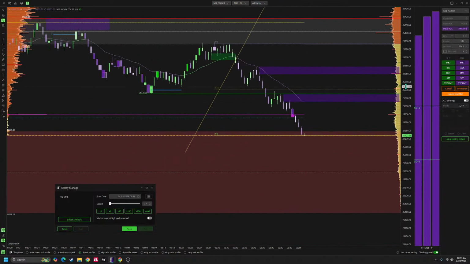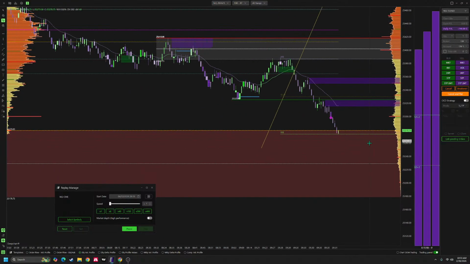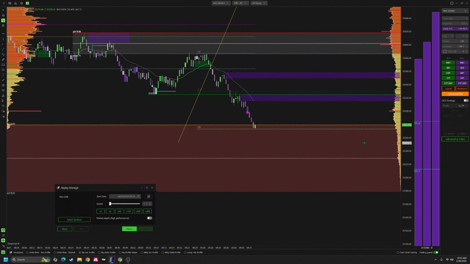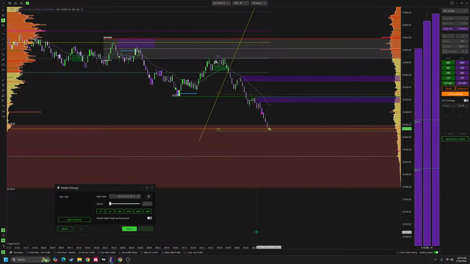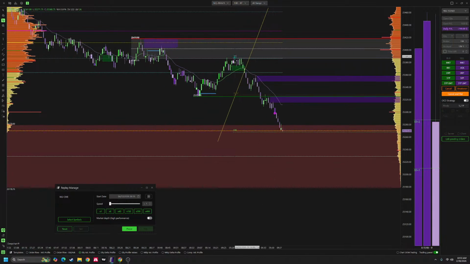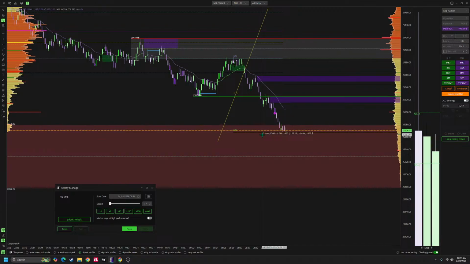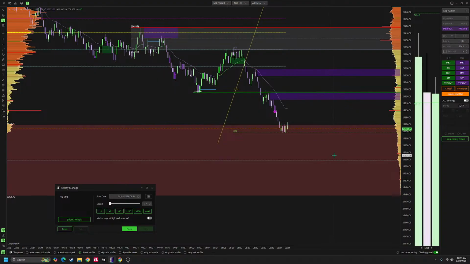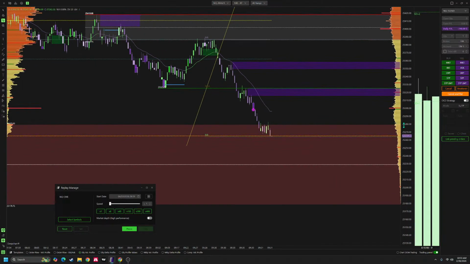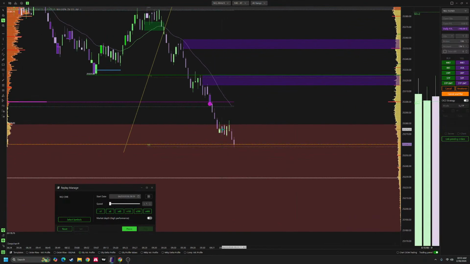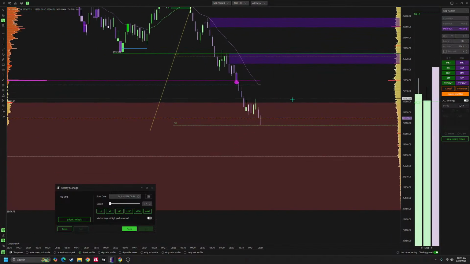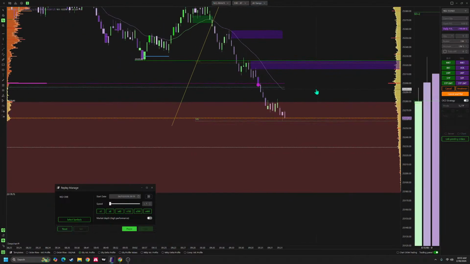So now we're reaching the area that we want to start paying attention. We're only 1 minute into the session, and we've had a 123-point move. Insane. So now we're starting to print a little bit of consolidation before another leg down.